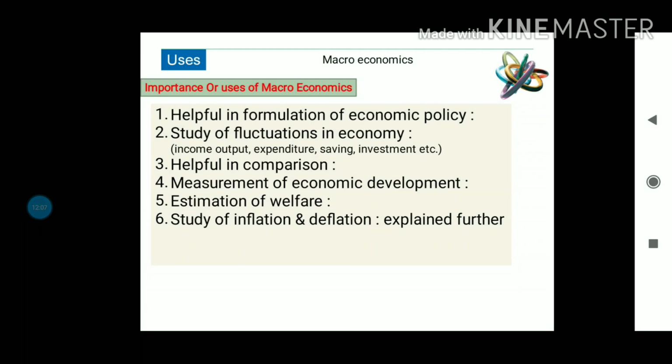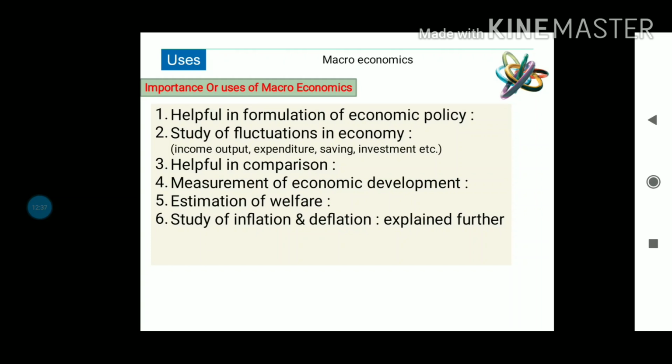It is helpful in comparisons. Comparisons means we can compare our growth with previous data. We can compare our numerical figures with previous years, from the base price to the current price, then real GDP, nominal GDP, and so on. These we will discuss later when these units come up. Then measurement of economic development.